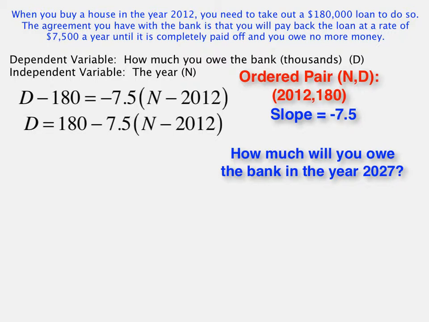No problem. All we need to do is substitute 2027 into our variable representing the year and then solve for how much we owe.